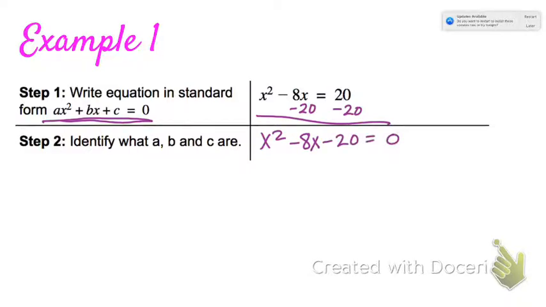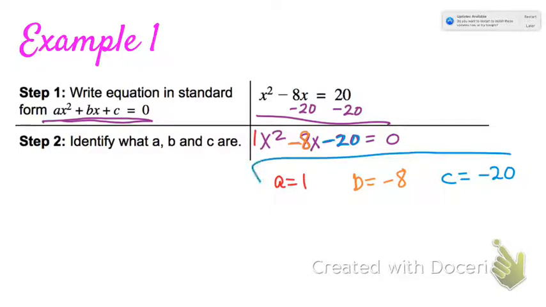So now I can clearly see that the number in front of the x squared is just 1. So a is 1. The number in front of just the x is negative 8. So b is negative 8. And the number at the end, just the regular constant, the regular number, is negative 20. So these are the numbers I'm going to be putting into the quadratic formula.